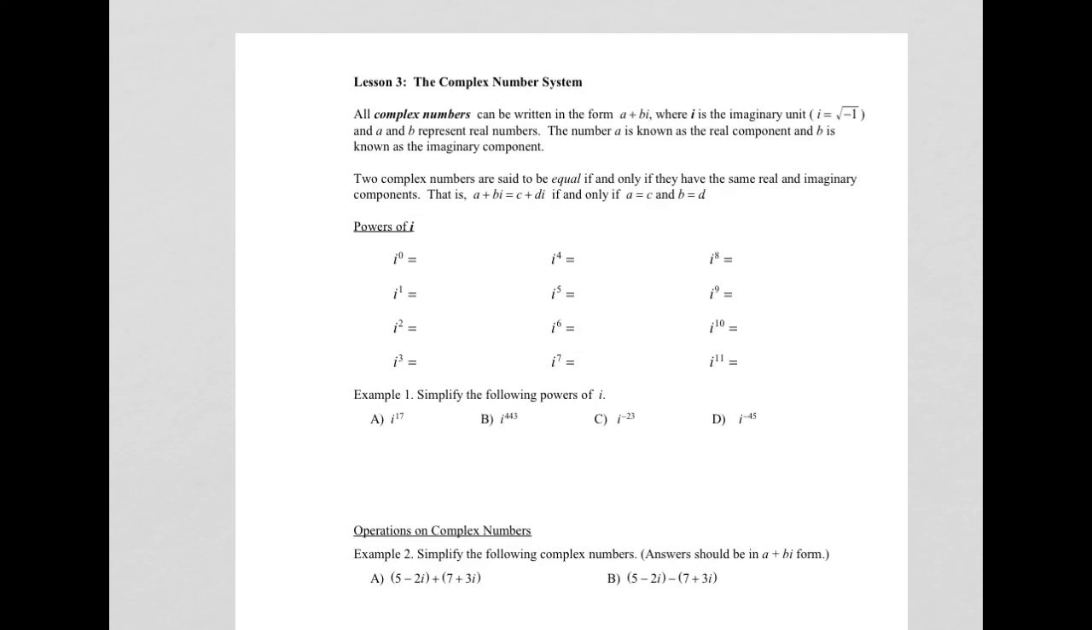Imaginary numbers involve square roots of negative numbers. Those are no longer real numbers because if you take a real number and square it, it will never be negative. However, imaginary numbers squared can be negative.